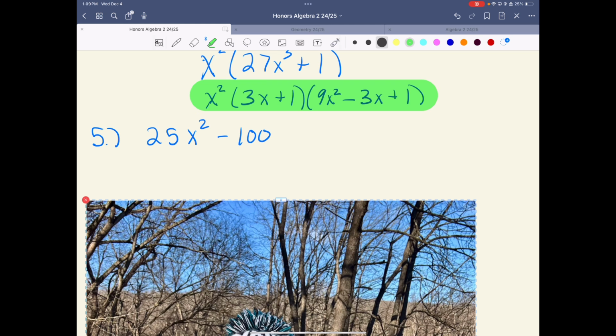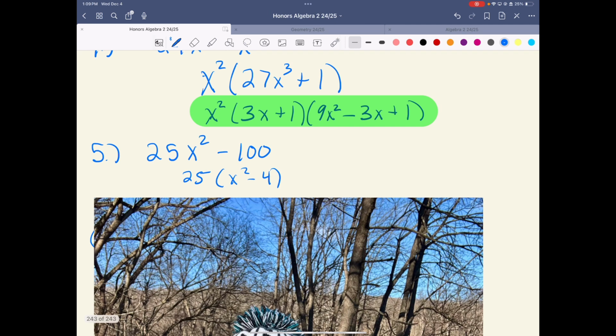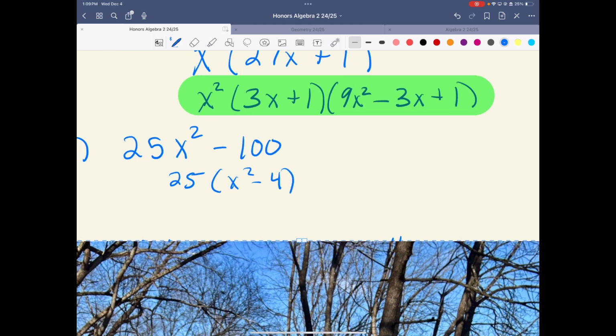But take out a GCF first if you can. And the nice thing about taking the GCF out of this one, and why I would do this, is that our GCF is 25. So if I take 25 out of there, I'm left with x squared minus 4. I still have a difference of squares. X squared is a perfect square. 4 is a perfect square.